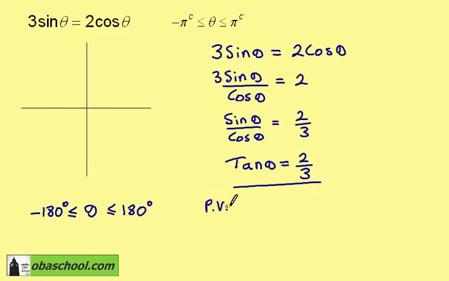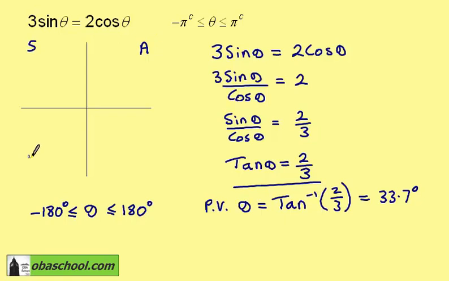The principal value we can get for theta is inverse tan, or shift tan on the calculator, of 2/3, and this is 33.7 degrees. We can now use the CAST diagram. 33.7 is here, and for a positive tangent the other one is in the third quadrant, 33.7 below the horizontal axis.